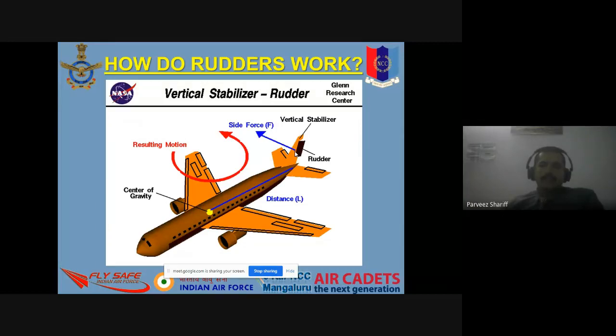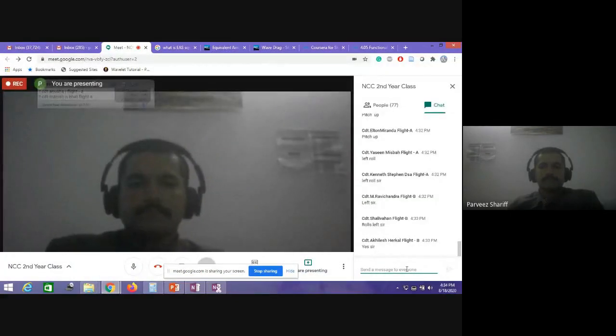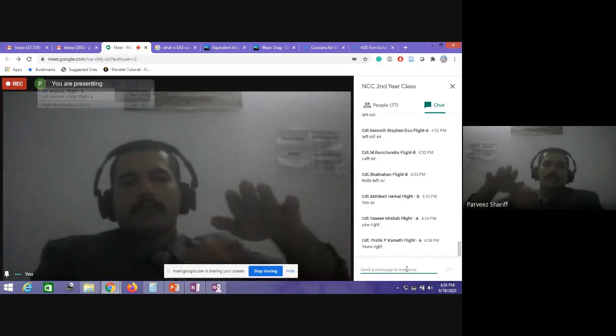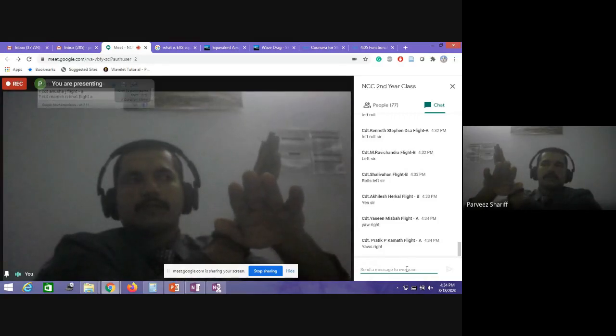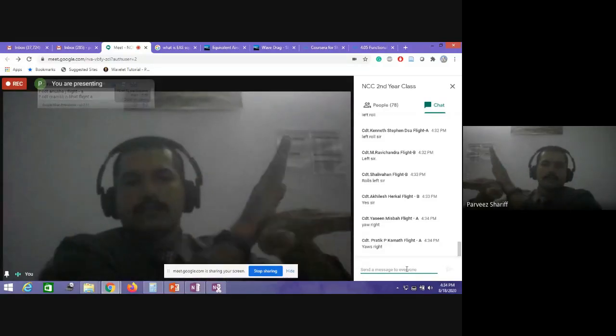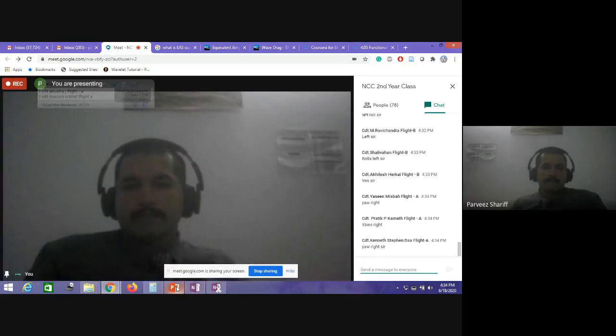Now, if the right pedal is pressed, the rudder will move to the right side. What happens to the aircraft? Anybody knows the answer? Have you studied this before? Very good. It's correct. When the rudder turns towards the right side, the aircraft will turn to the right. Once again, the same aerodynamics applies there.